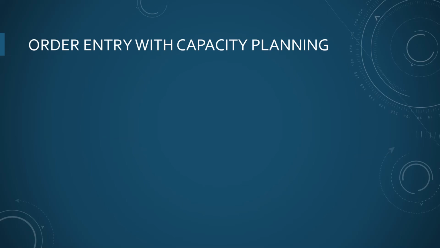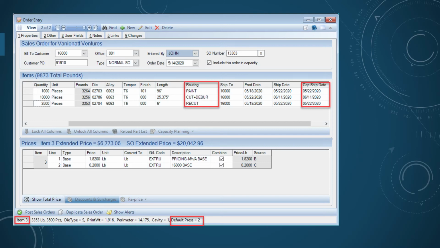So how does that affect order entry, which is the starting point for all of this? Here's an order. It's a 3-item order. The first item is simple paint routing, order extrude paint. We've got a cut and deburr, so we not only have to cut it back, but we also have to deburr it. And then we have just a simple recut. So it's a mill finish recut job.